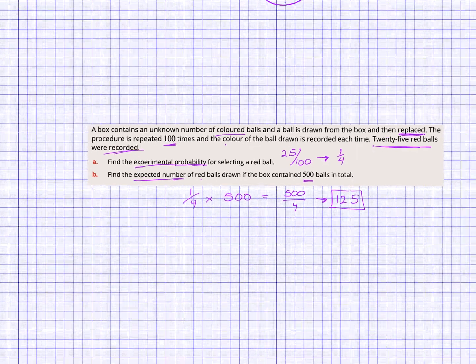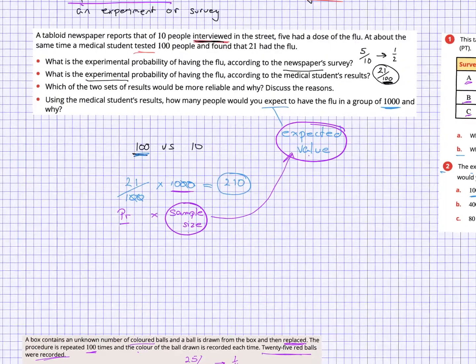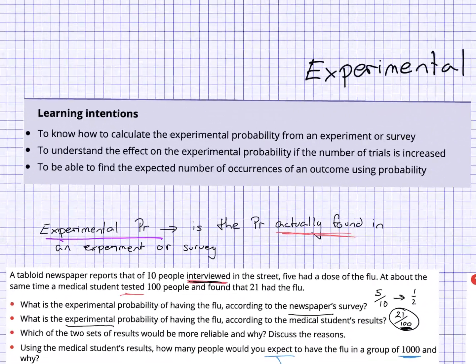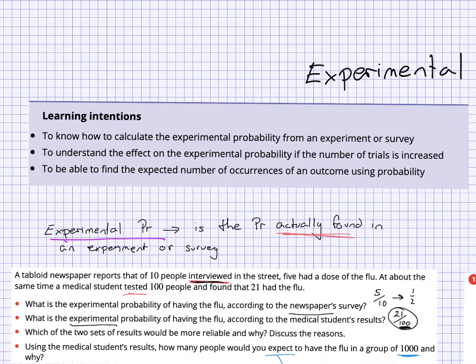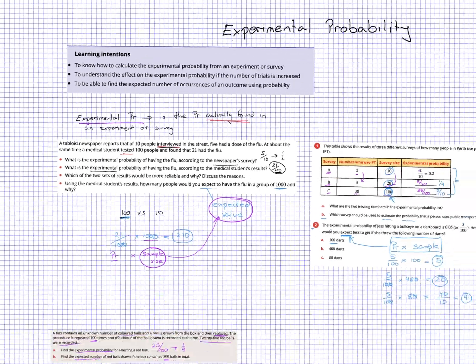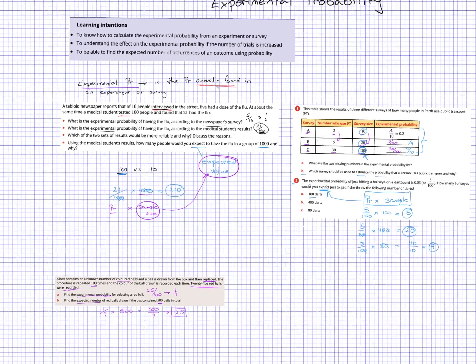All right. So hopefully that's given you a bit more of an idea about experimental probability and expected value. So to recap, we know how to calculate the experimental probability. We understand the effect if the number of trials is increased, and we are able to find the expected number using probability. All right, so we've learned a few things today. So if you need any help, let me know. Otherwise, you can go and try those questions on your own.